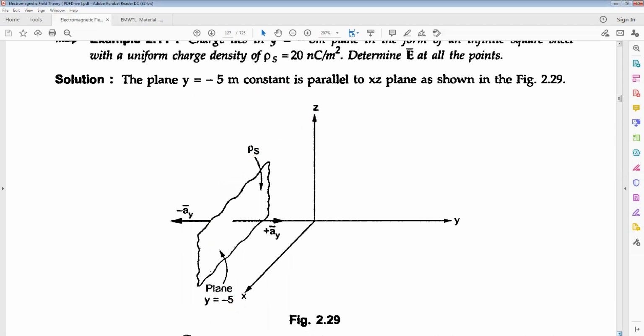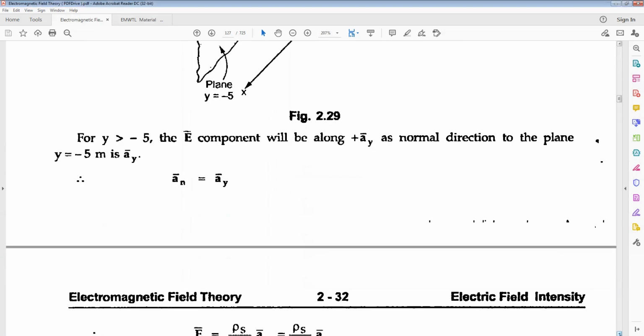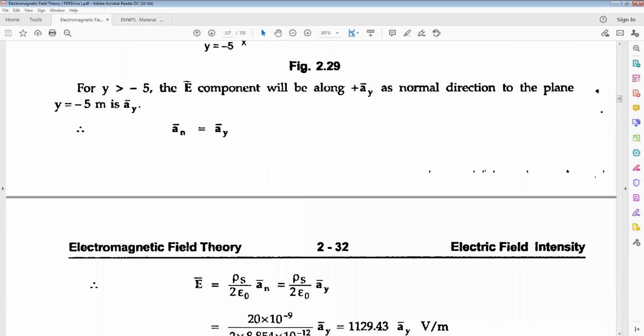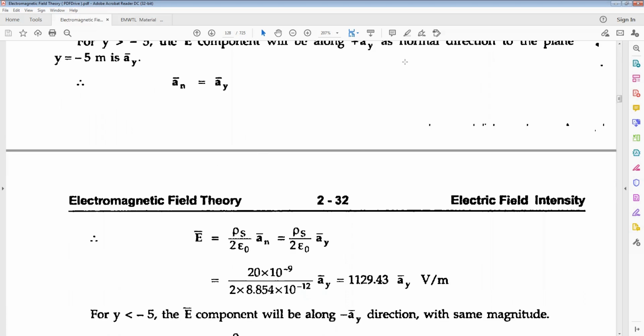Then you can find E bar is equal to rho s by 2 epsilon, which is the formula for the infinite sheet of charge, and it is in the AN bar direction, where AN bar is the unit normal in general. So for y greater than minus 5, the E bar component will be along the plus AN bar, the normal direction to the plane. So you take AN bar equal to AY bar. So rho s is given.